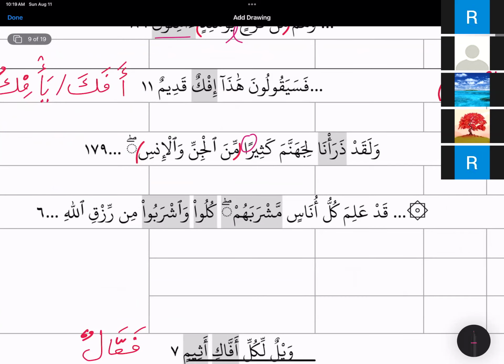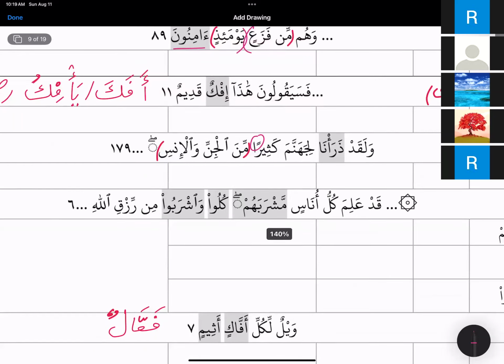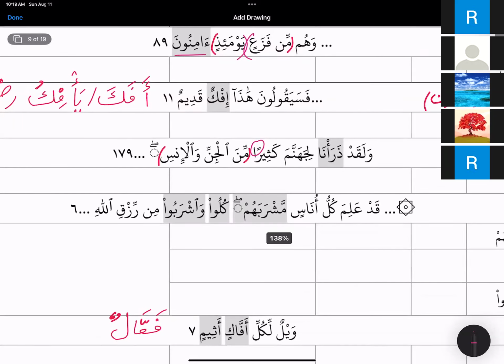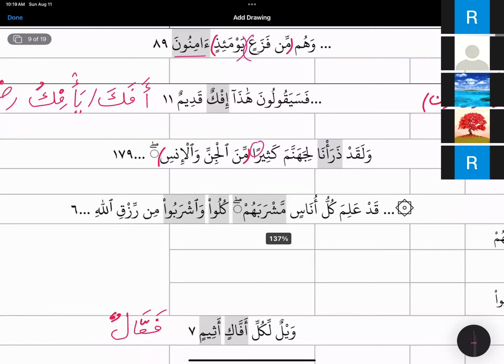Who is this most people? Jinn and insan. So Jahannam is being created for them. Allahumma ajirna minan nar. Allahumma ajirna minan nar. So over here, Zarana, right? So this is Mahmoozul Lam. Mahmoozul Lam. Zarana.